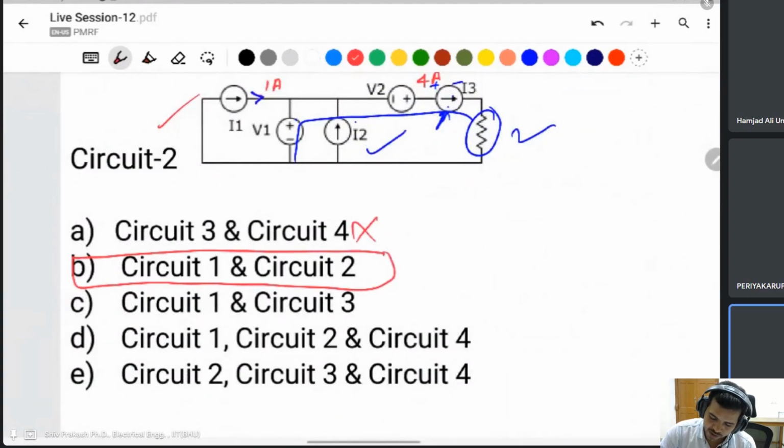3 and 4 not. 1 and 3 no. 1 is fine, 3 is not. 1, 2, 4 no, 4 is not. Only this option is correct.